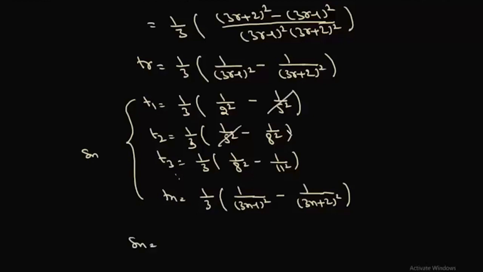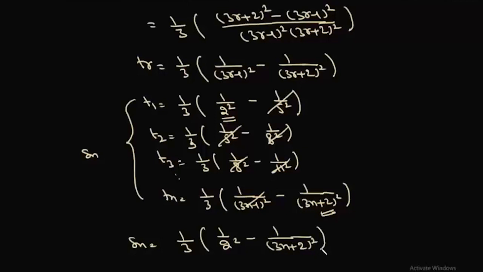Now here 5 square will cancel, 8 square will cancel, 11 square will cancel. Now here we have 1 upon 2 square. So what remains is 1 upon (3n plus 2) square. So it will be 1 by 3, 1 upon 2 square minus 1 upon (3n plus 2) square. And that is how we solve this series up to n terms.